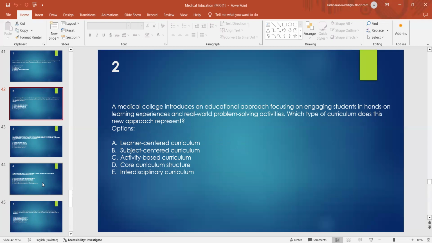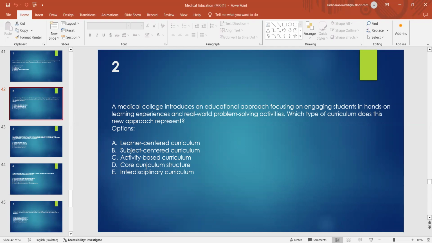A medical college introduces an educational approach focuses on engaging students in hands-on learning experiences and real-world problem-solving activities. So this is the activity-based curriculum C. Why it can't be learner-centered curriculum? Because we have included hands-on learning experiences. It's not just teaching verbally. It can be interdisciplinary curriculum too. It can be learner-based curriculum.